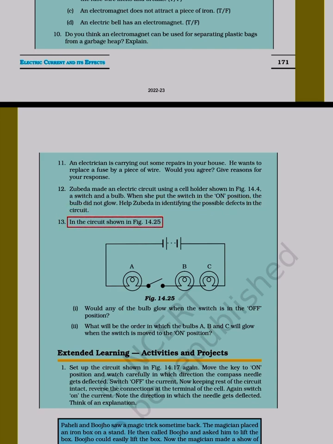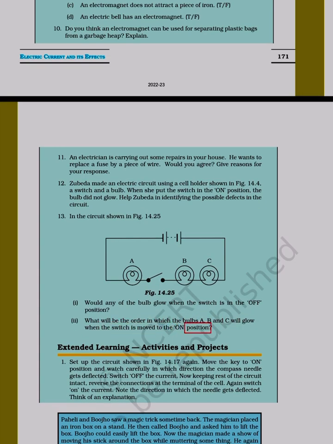13. In the circuit shown in Fig. 14.25, Figure 14.25. 1. Would any of the bulbs glow when the switch is in the off position? 2. What will be the order in which the bulbs A, B and C will glow when the switch is moved to the on position?